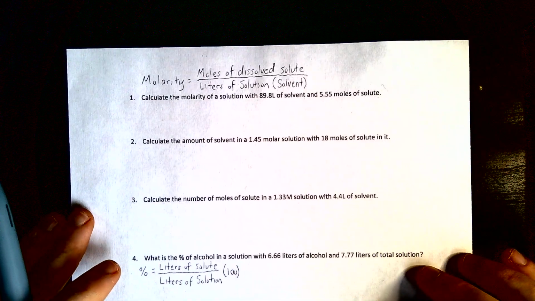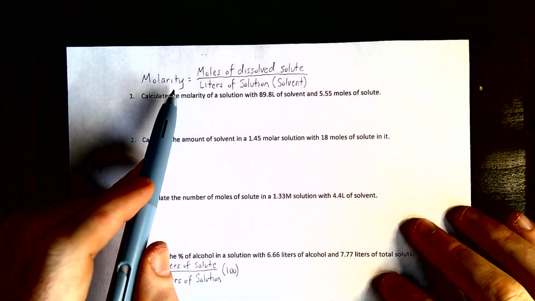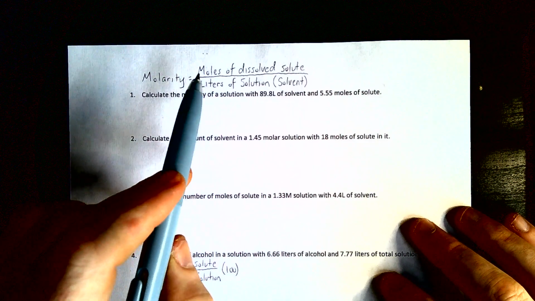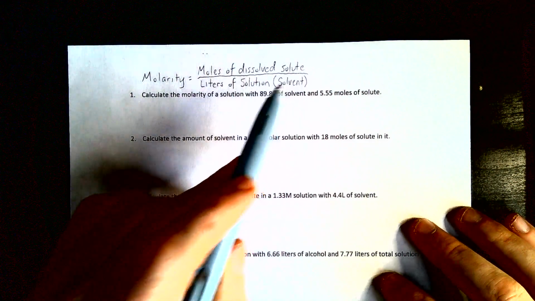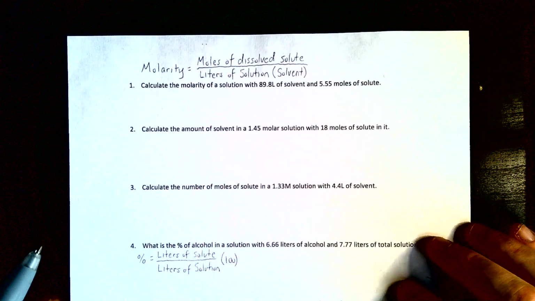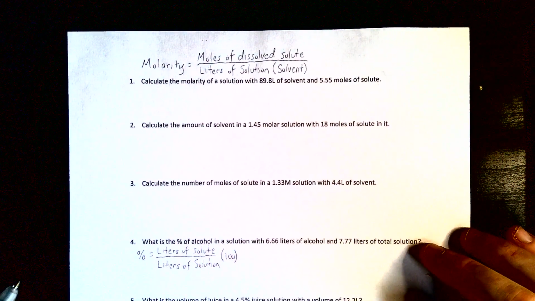So first, molarity. Here's the general equation where molarity, which is a unit of concentration, is moles of dissolved solute divided by liters of solution, or sometimes solvent. You'll see those are very similar. So let's take a look at problem 1.